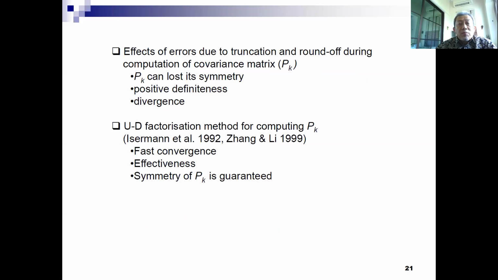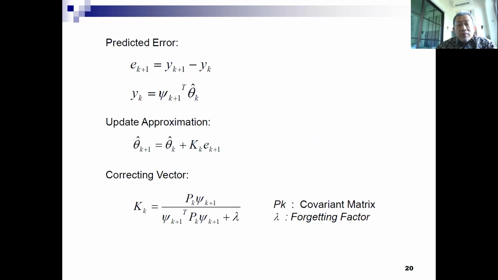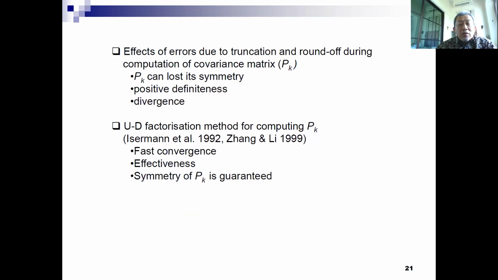It will give some effects of errors due to truncation and round-off during the computation of the covariance matrix, and this can be improved by using the UD factorization method, which gives fast convergence, effectiveness, and symmetry of P(k). So for slide 19, and slides 20 and 21, you don't have to worry about them, it is just knowledge of recursive least square only.